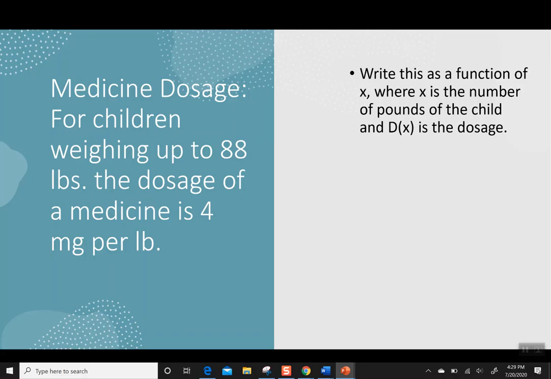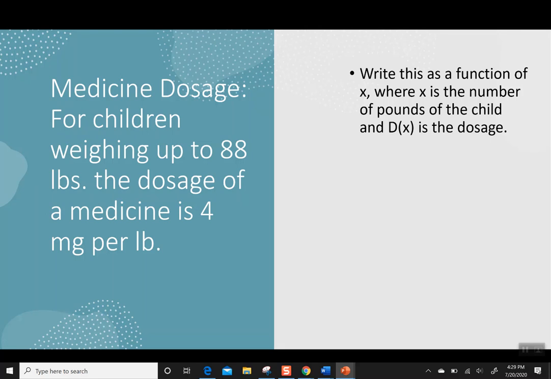Right. So let's look at an application. So we're going to talk about medicine dosage. So for children weighing up to 88 pounds, the dosage of a medicine is 4 milligrams per pound. And what I looked up here is like penicillin, amoxicillin, right? These medicines the kids take when they're little. That definitely is based on weight to decide how much they should give. So they're giving 4 milligrams per pound.